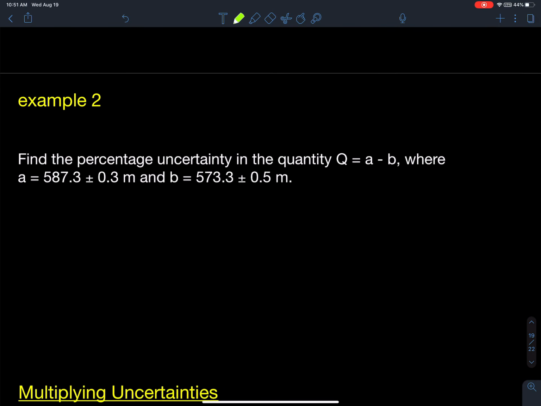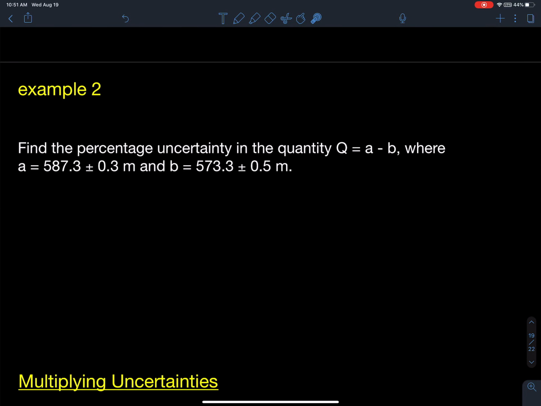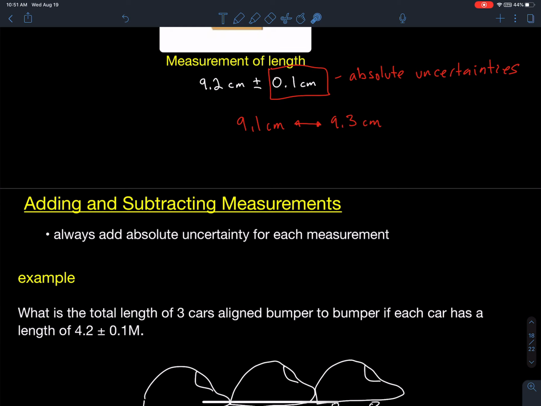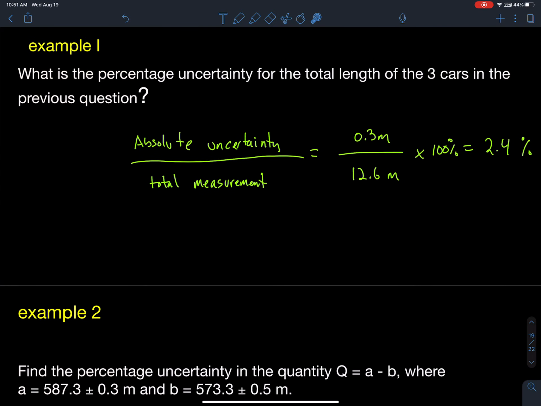Now, question number 2, find the percentage uncertainty in the quantity Q is equal to A minus B, that's an expression, where A is 587.3 plus or minus 0.3 meters, and B is 573.3 plus or minus 0.5 meters. Okay, so first I have to subtract these values and then take a look at the total uncertainty to find the percentage uncertainty in the quantity. So I got to go back and remember the rules for addition. When you're adding or subtracting, you always have to add the absolute uncertainties to get the total uncertainty in measurement.